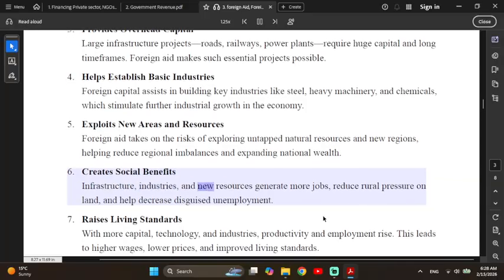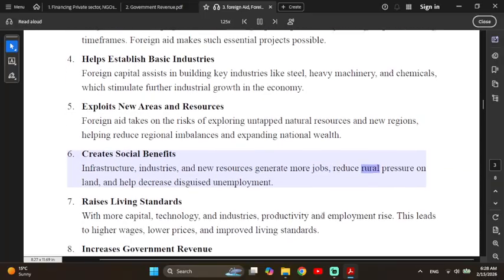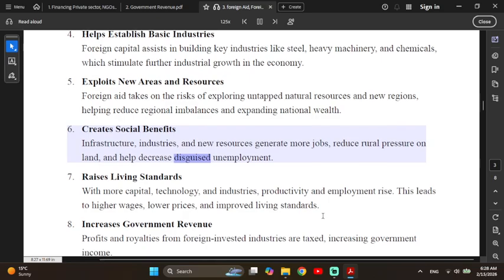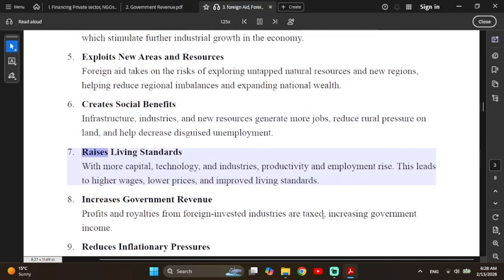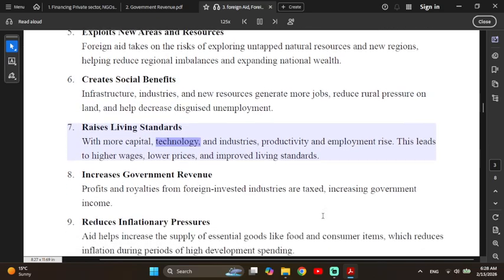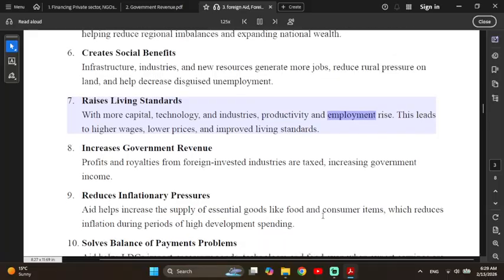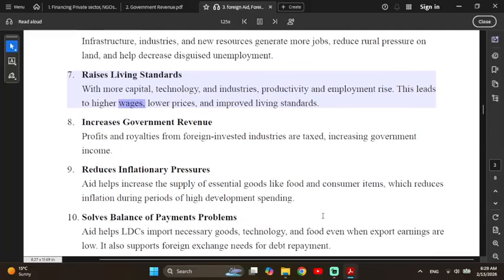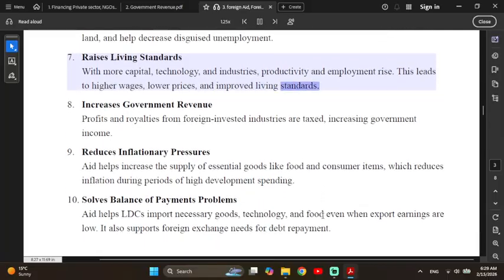6. Creates social benefits. Infrastructure, industries, and new resources generate more jobs, reduce rural pressure on land, and help decrease disguised unemployment. 7. Raises living standards. With more capital, technology, and industries, productivity and employment rise. This leads to higher wages, lower prices, and improved living standards.